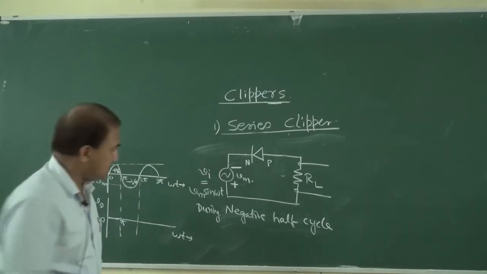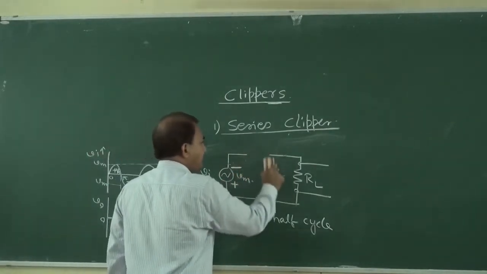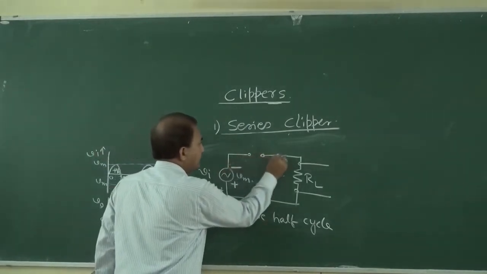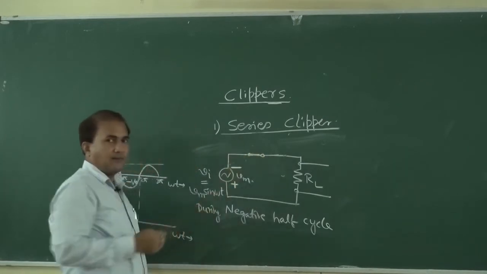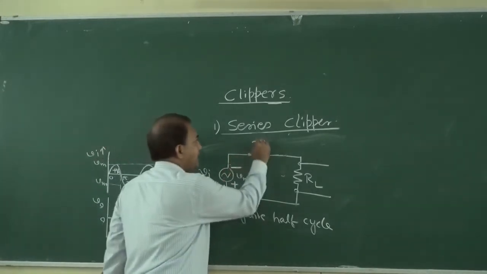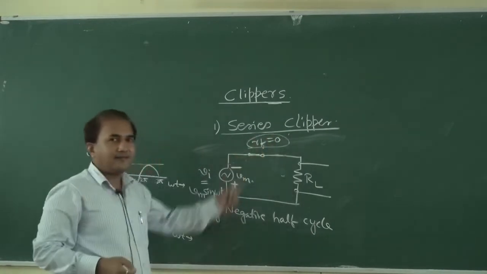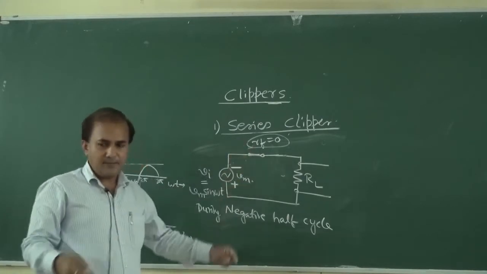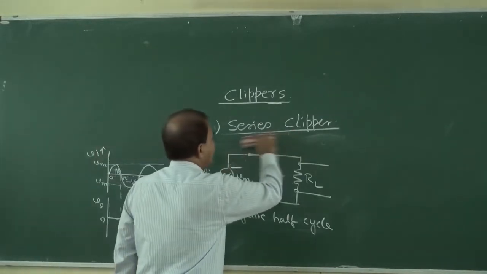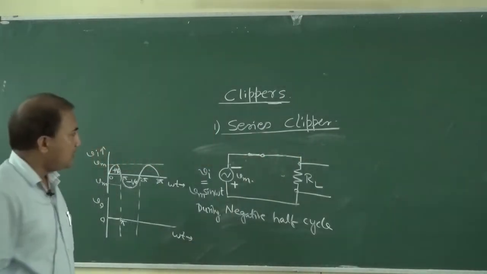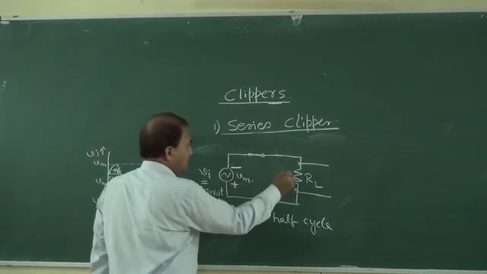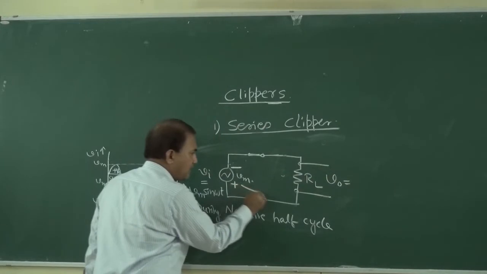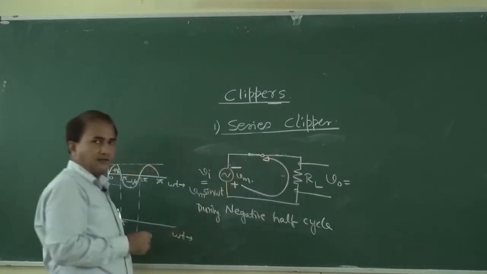In forward bias condition, this diode can be replaced and we can put a short like this, because for the ideal case RF is equal to 0. That is the forward resistance of the diode, which is equal to 0 for an ideal diode. So the circuit will look like this. So in this case, what will be the voltage across this?